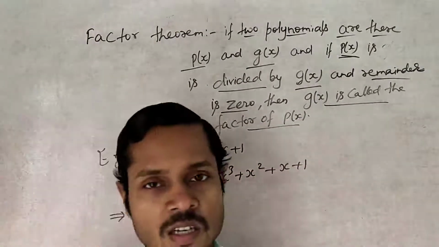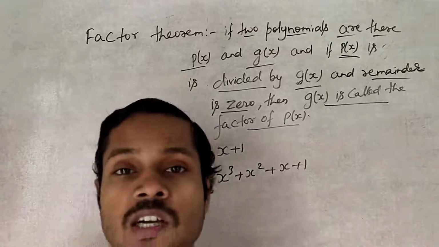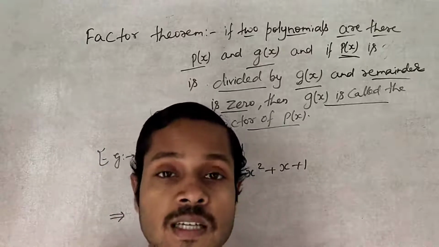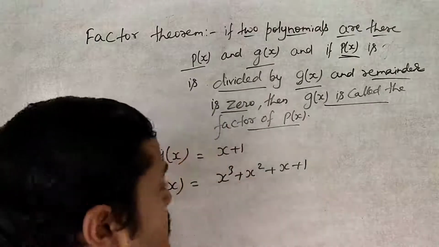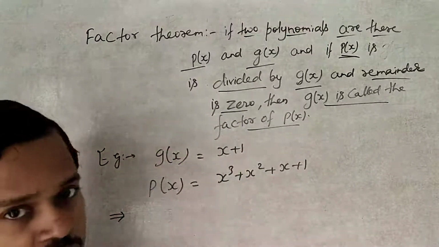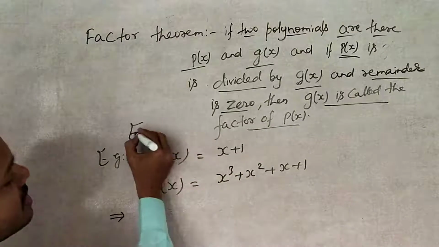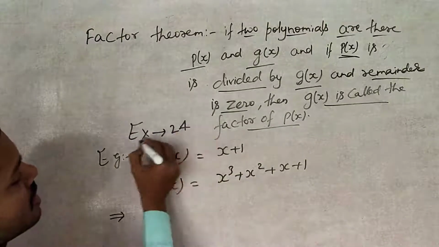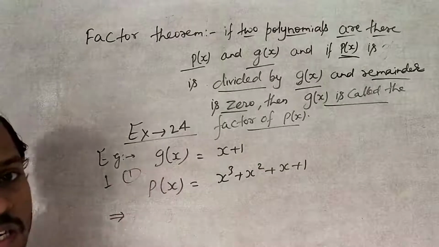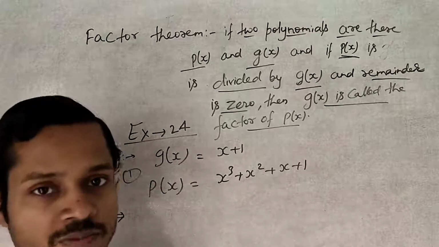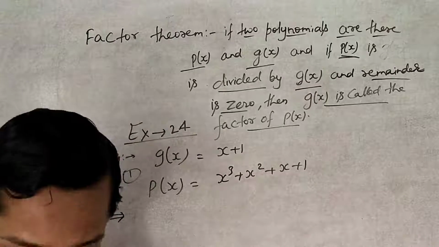Clear? Factor of px. But this is the theory. How can we solve it practically? So we are taking an example. What is that? If gx is x plus 1, clear? Look at there, this is exercise 2.4. Now the questions are started. This is the first question of the first number, clear? I am giving it as an example, and I am solving it for your example also.